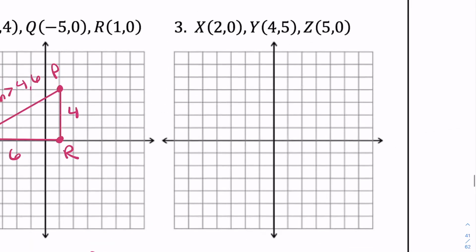All right, this last one, 2, 0, 4, 5, and 5, 0. Excuse me, this was intentional. Let's see, 4, 5. That's Z. 4, 5 is Y, and 2, 0 is X. So this definitely has a length of 3.